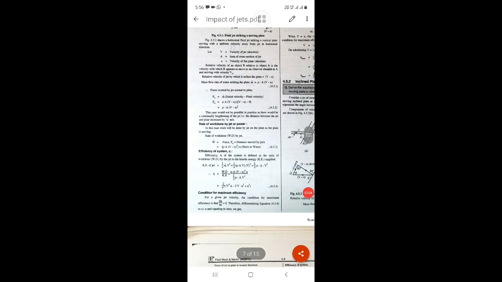So next, if there is a moving plate, work done and efficiency come into play. Firstly, work done. In this case, the work done by the jet on the moving plate: the rate of work done is equal to force into displacement, that is force Fx into distance moved by the plate. So that is rho A (V minus U) squared into U. It is in watts. So write down the work done.